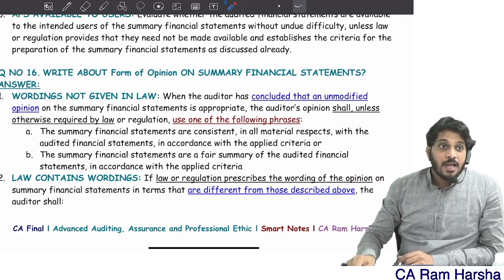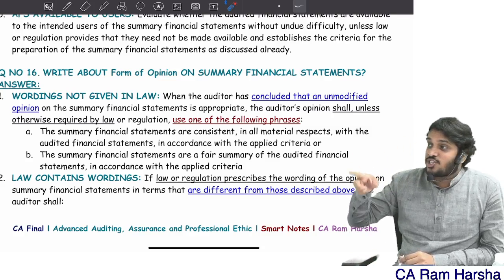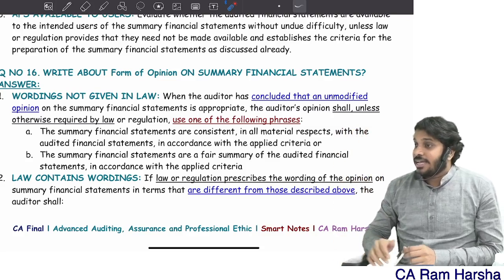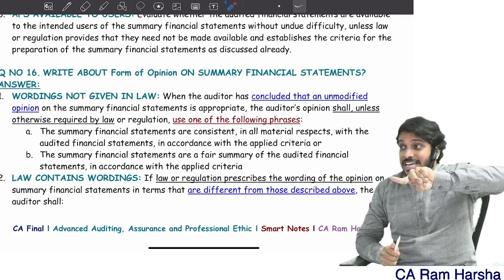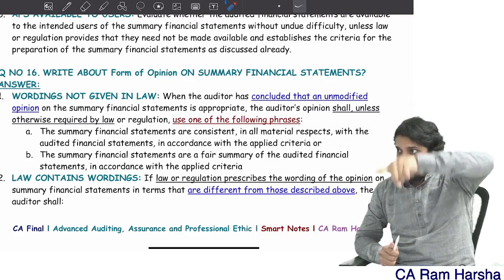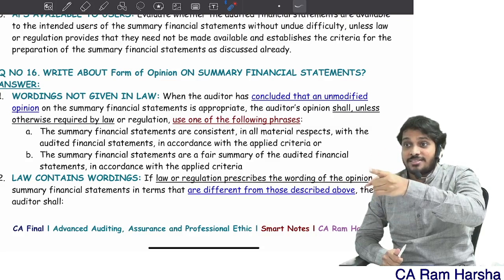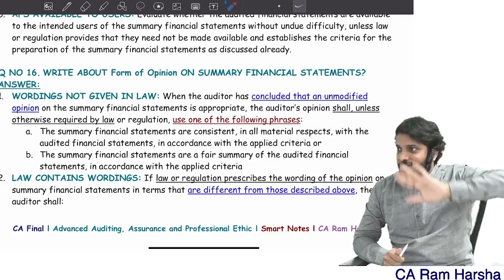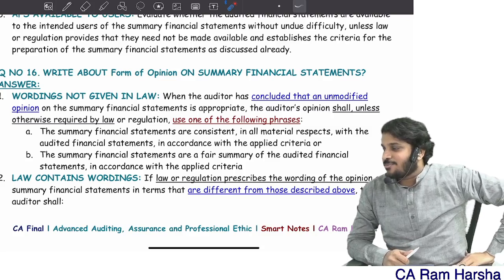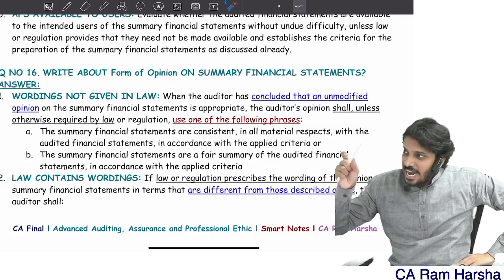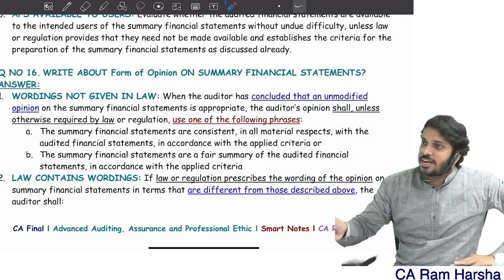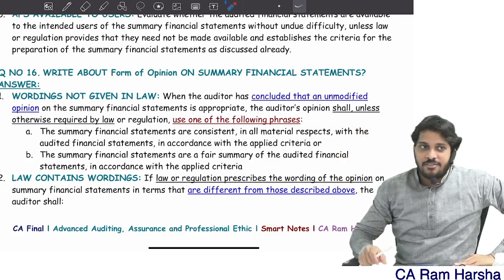In the same way, the audit report on summary financial statements shall be dated when? It should be on or after the date of approval of summary financial statements, and it should be on or after the date of audit report on audited financials. Can you give an audit report on summary financials before the audit report on audited financials? No. The standard specifically says you can only audit summary financials if you have audited the main financials.